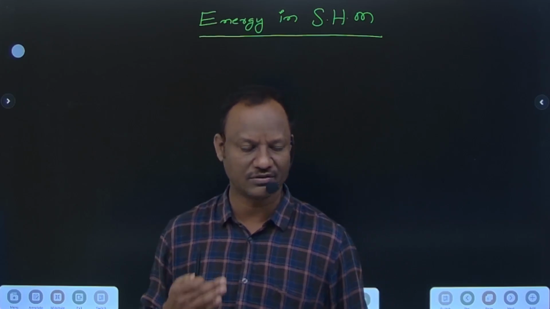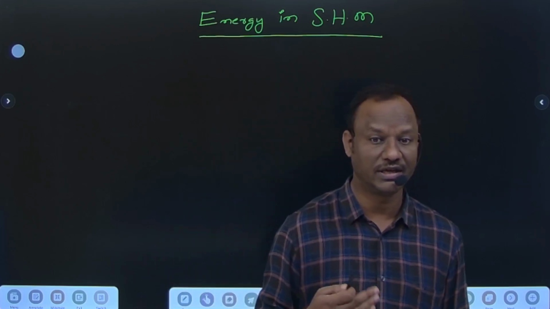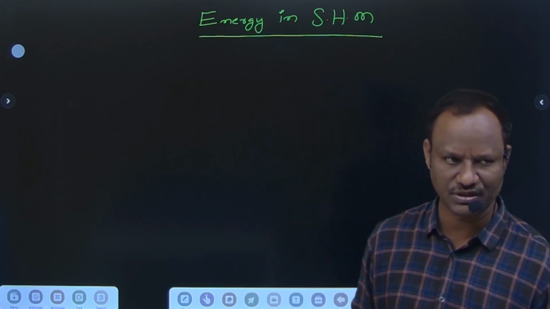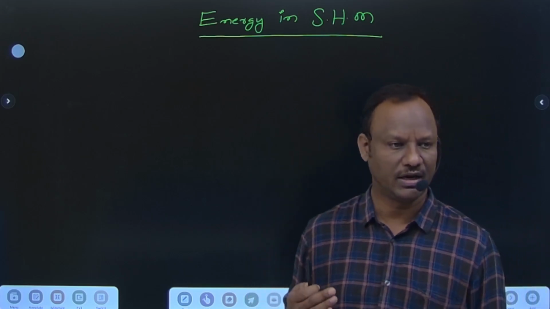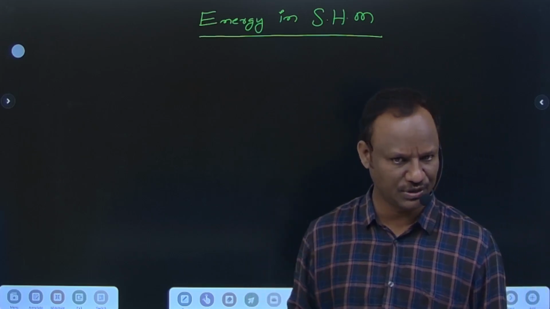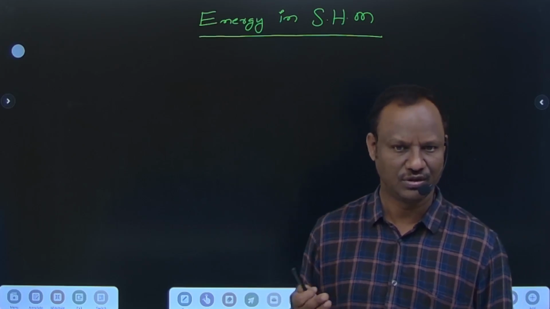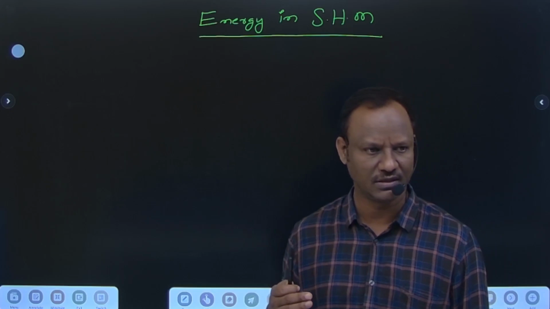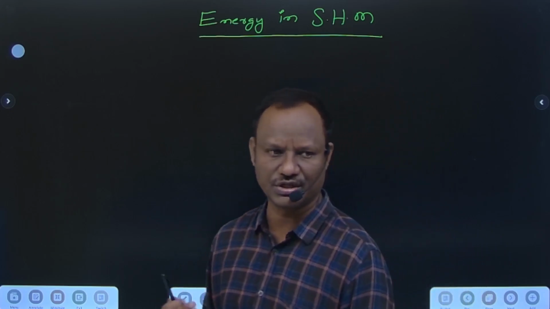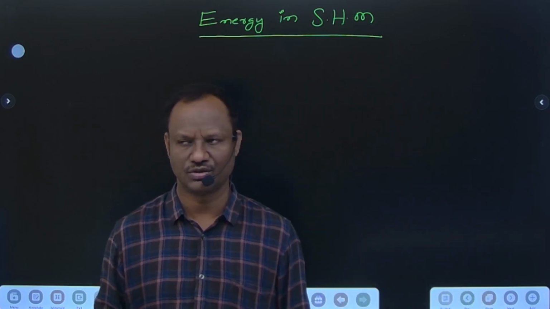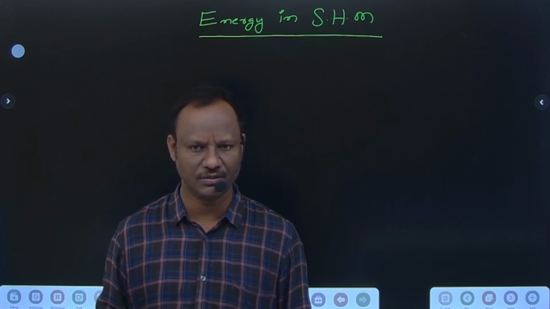What is the maximum velocity at the mean position? A omega. Maximum velocity at the mean position is A omega, and velocity at the extreme position is minimum. And if we talk about potential energy, potential energy is maximum at the extreme position and minimum at the mean position.